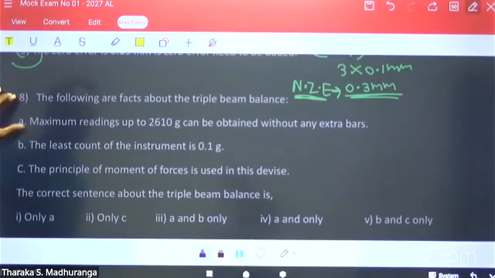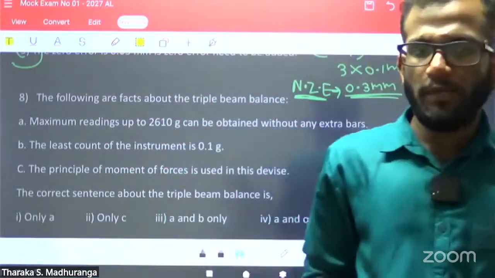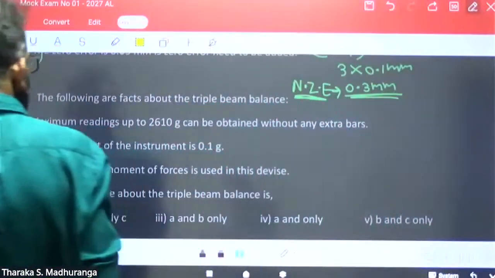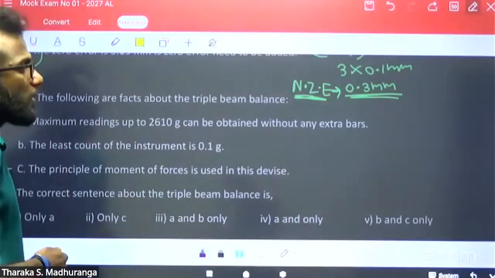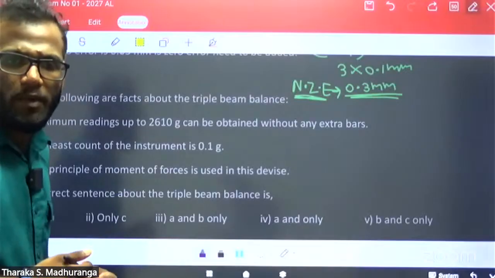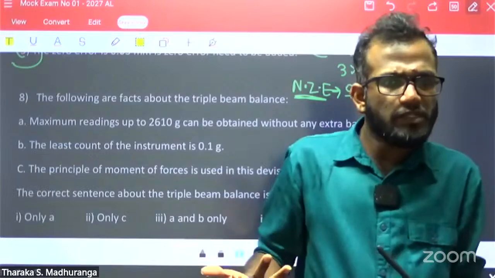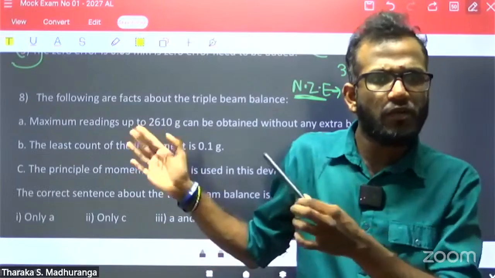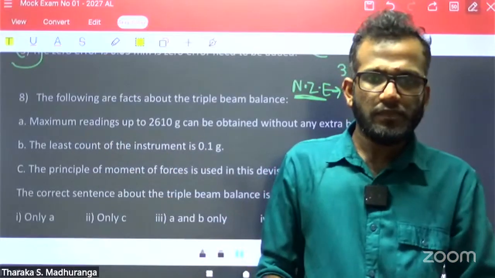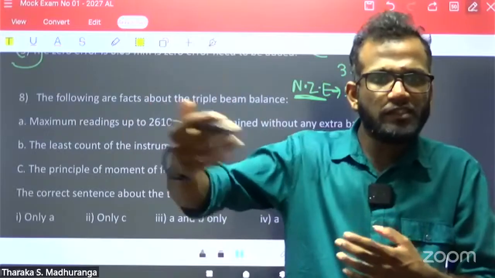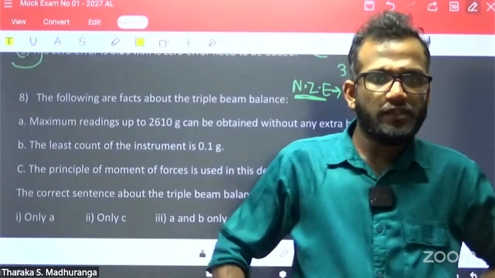Okay, the following facts about the triple beam balance. We already discussed the triple beam balance, no? The maximum reading up to 2610 grams can be obtained without any extra bars. Without any extra bars, what is the maximum measurement? Is it 2610 or 610 or 1610? I told you triple beam balance means 3 beams, no? Yes, it is 3 beams.